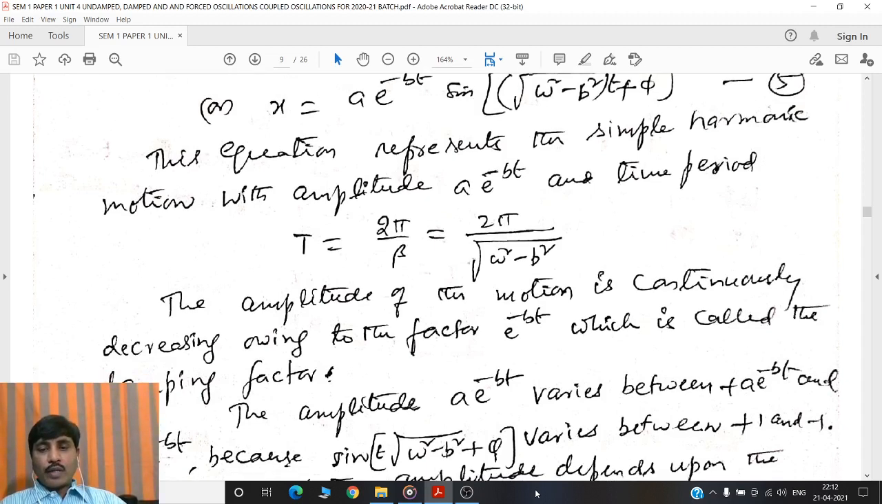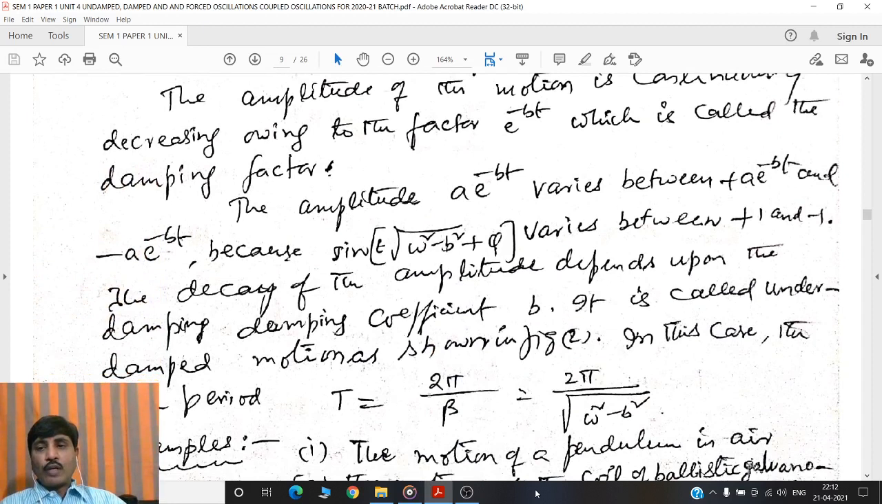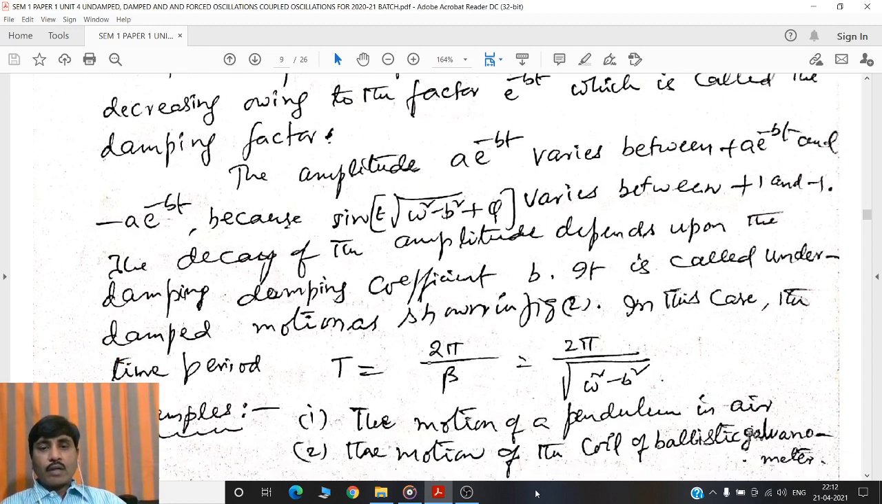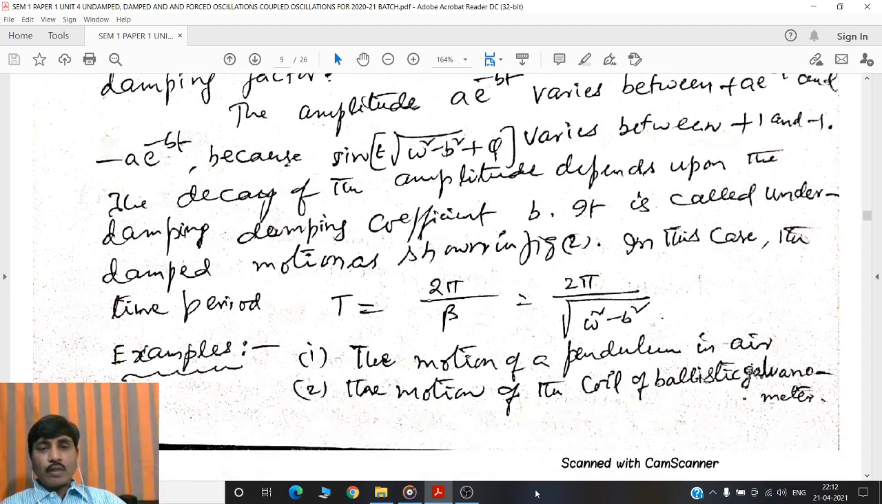The amplitude a into e power minus bt varies between plus a into e power minus bt and minus a into e power minus bt, because sin of square root of omega square minus b square into t plus phi varies between plus 1 and minus 1. The decay of the amplitude depends upon the damping coefficient b. It is called underdamped motion, as shown in the figure. In this case, the time period T is equal to 2 pi by beta, that is equal to 2 pi by square root of omega square minus b square.